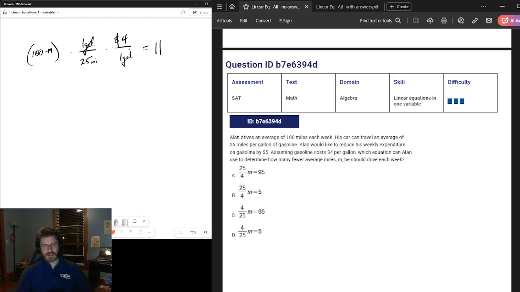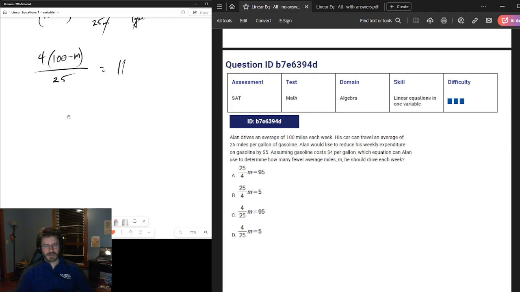So reducing the units of measurement again, this is in miles. 100 minus m times 4 ends up in the numerator. We have 25 in the denominator, and that equals 11. Doesn't look pretty so far because it doesn't match any of what we've got yet, other than this 4 over 25 thing. But let's see if that pans out. So do we want to distribute this? We want to get that 100 off of there.